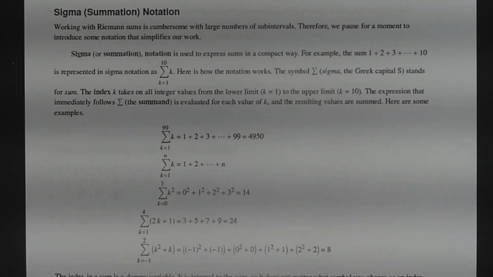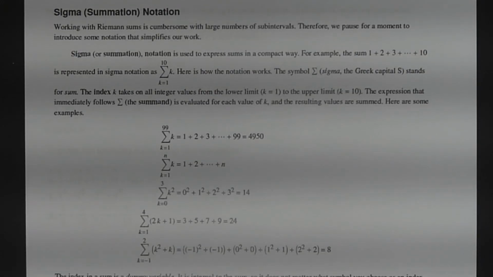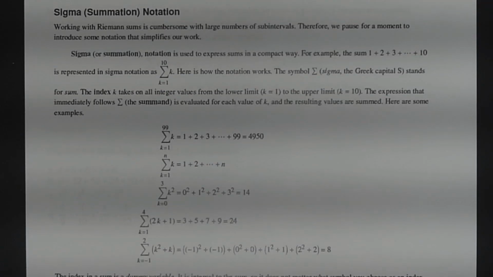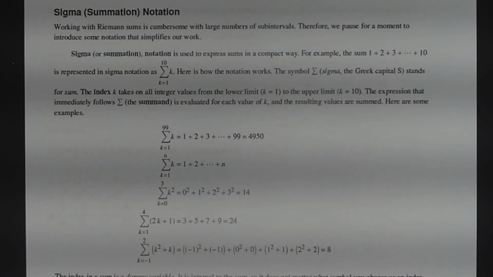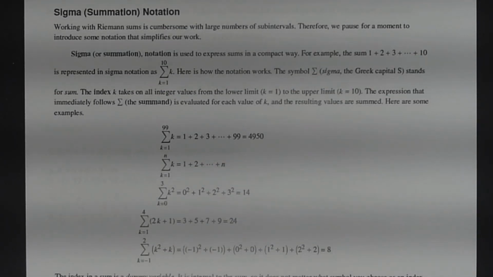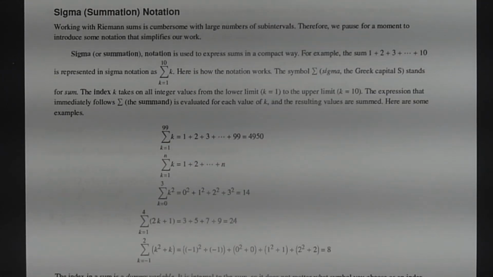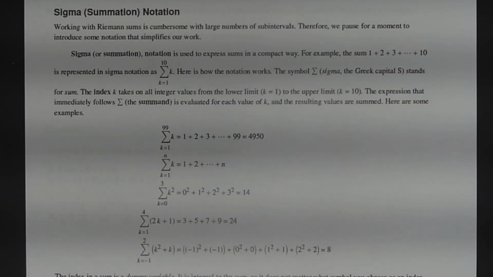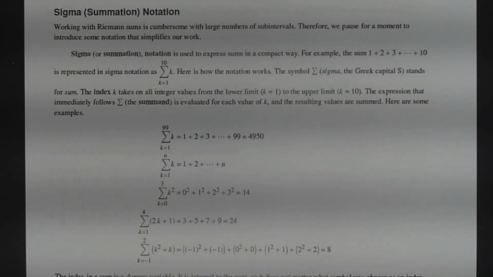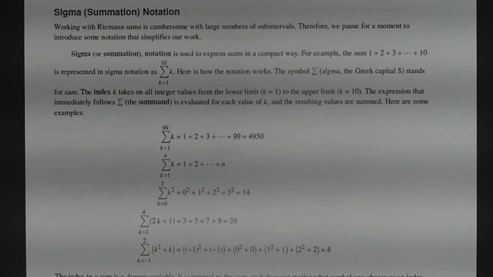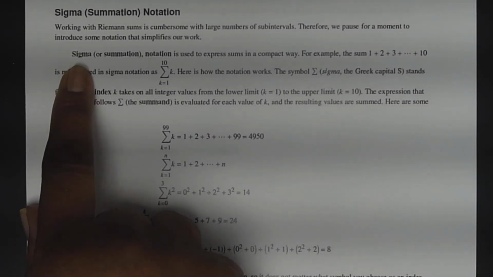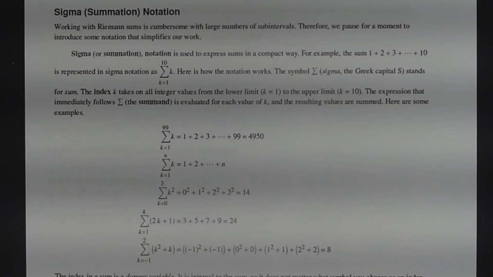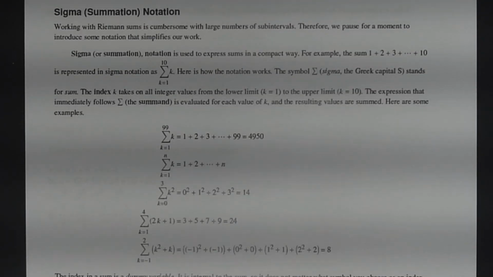If you were working with Riemann sums, that can be cumbersome if you were dealing with large numbers of subintervals. Let's say you did 30 subintervals or 60 subintervals or even 100 subintervals. That can be time consuming if you were using Riemann sums. So here we're going to introduce some notation that will simplify your work. We use sigma notation, or they call it summation. That's going to be used to express sums in a compact way.